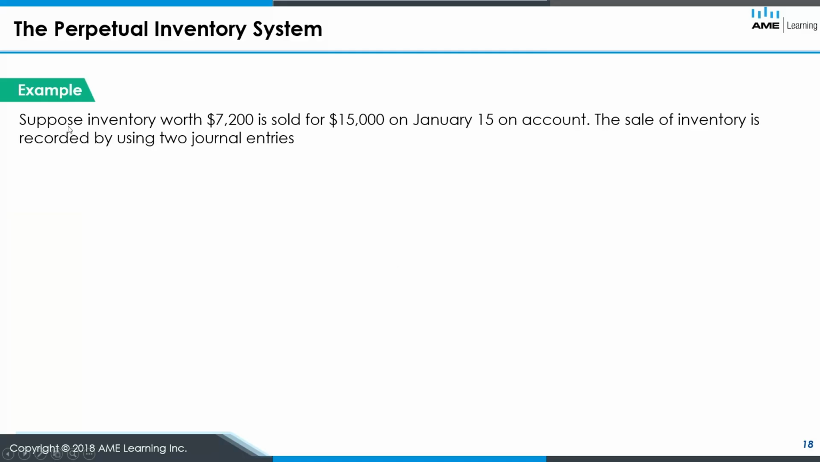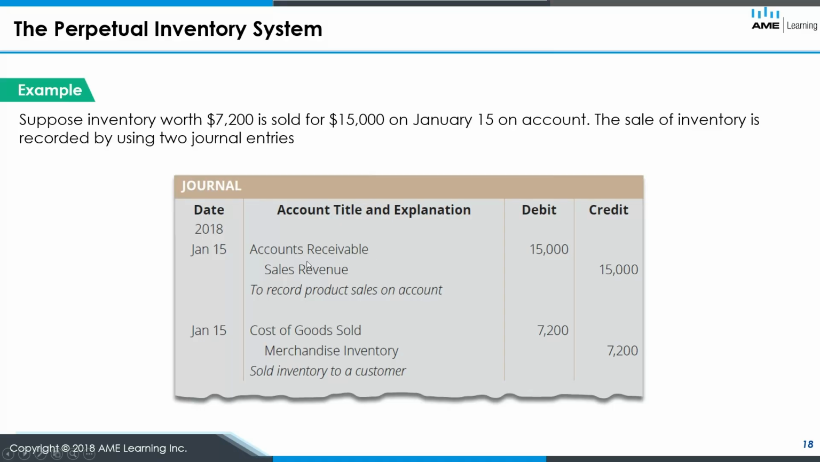Okay, so our example here, the problem says, suppose inventory worth $7,200 is sold for $15,000 on account. The sale of inventory is recorded using 2 journal entries. And so you'll see this 4-line, so you've got 1 line, 2 lines, 3 lines, 4 lines. So sometimes these journal entries are combined into 1 entry, but here in our text, they break them out into 2 separate entries.